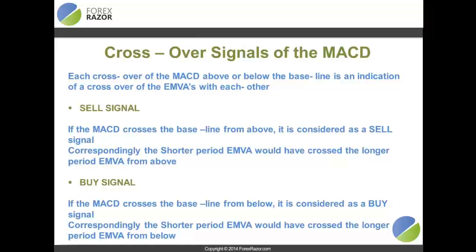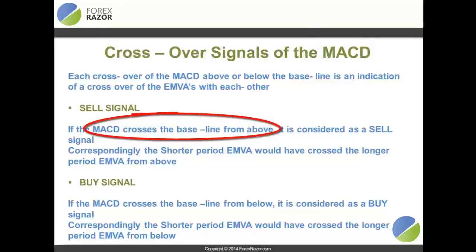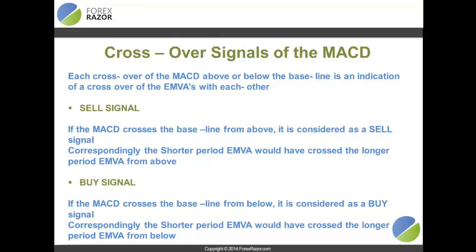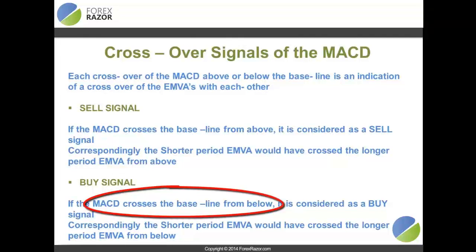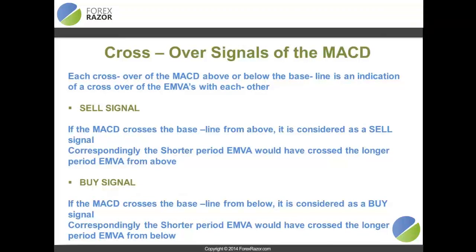If the MACD crosses the baseline from above and moves below zero, it is considered as a sell signal. Correspondingly, the shorter period exponential moving average, or the shorter period EMA, would have crossed the longer period EMA from above. Similarly, for a buy signal, if the MACD crosses the zero baseline from below and moves above it, it is considered as a buy signal. Correspondingly, the shorter period moving average would have crossed the longer period moving average from below.